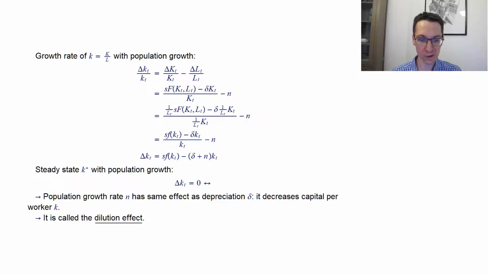Yes, so now what is the steady state in terms of population growth? Then it's simply delta k_t equals 0.